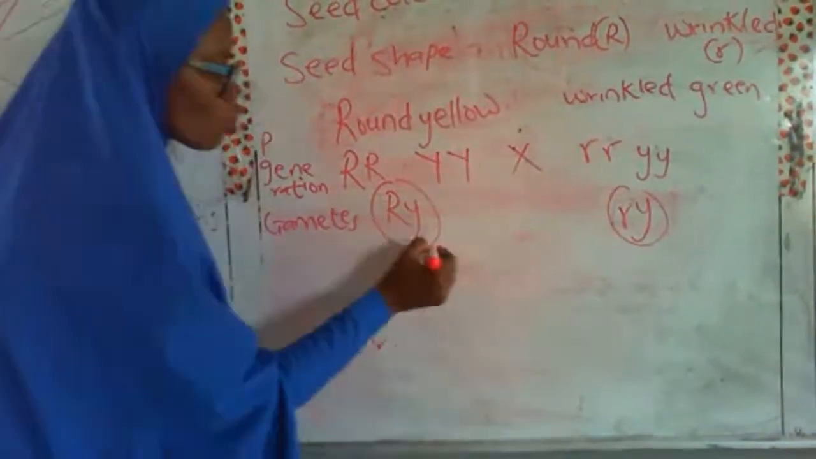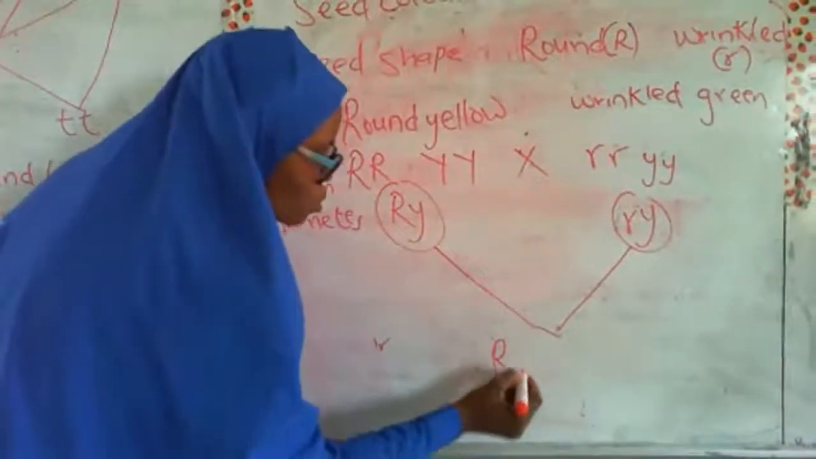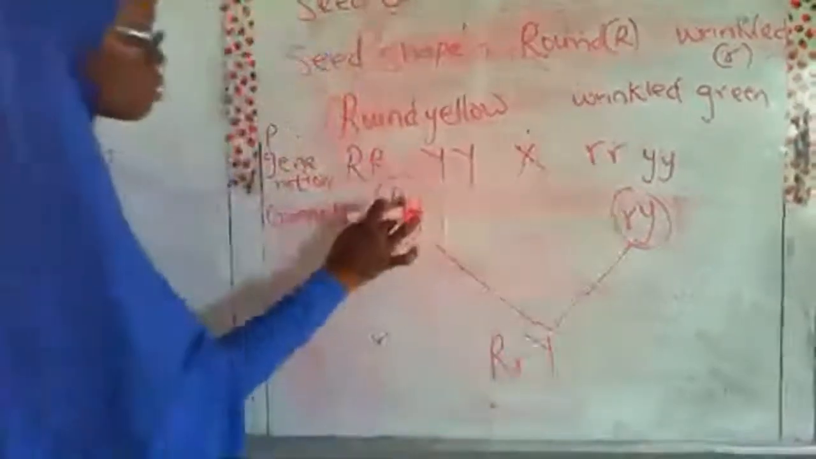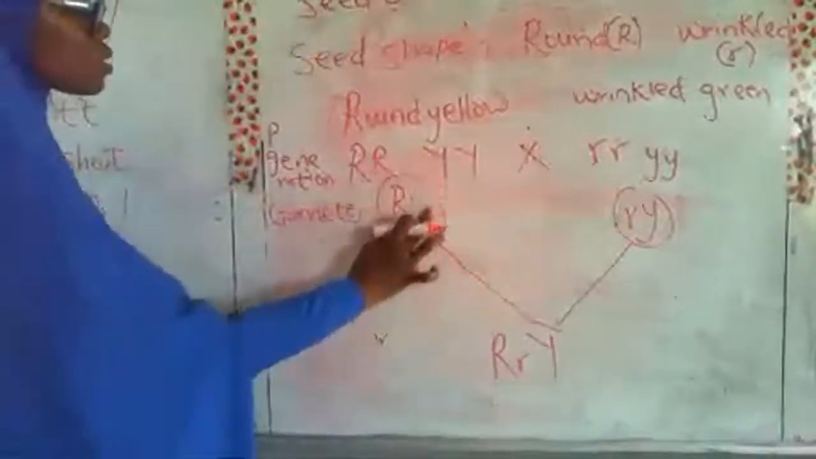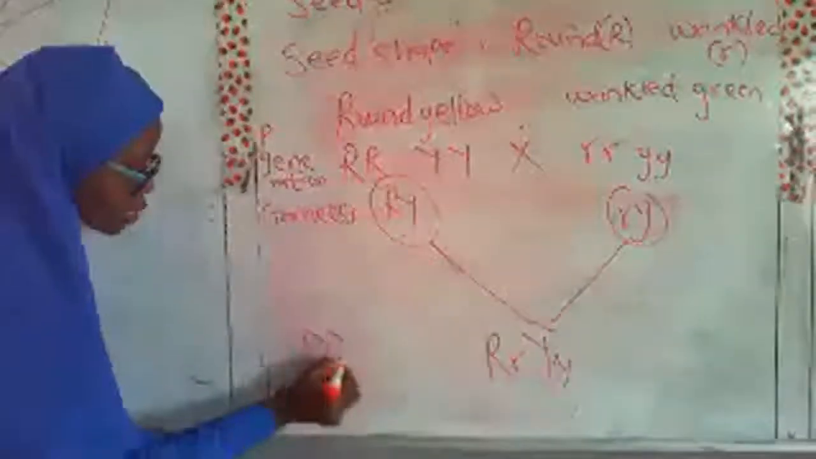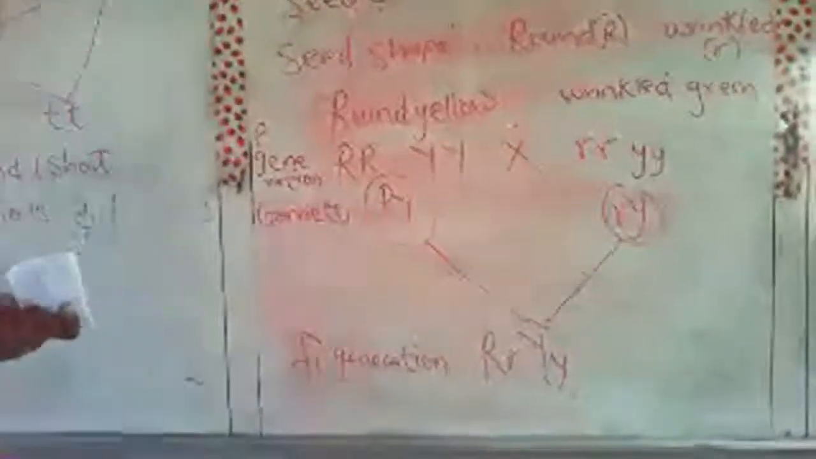Then they are crossed together to give us capital letter R, small letter r, then capital letter Y, small letter y. Okay, there's a mistake here, it's capital letter Y, then the small y. So this is the F1 generation. It is heterozygous, but now it is dihybrid. I said that one is monohybrid, but this one is dihybrid, or double heterozygous.